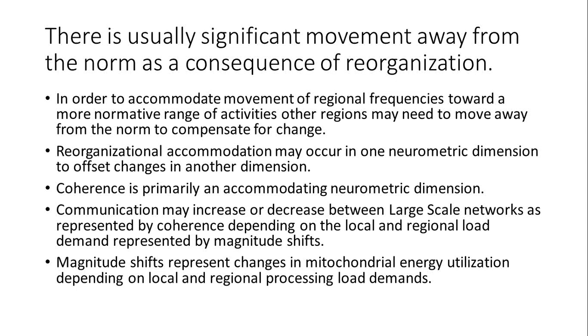So communication may increase or decrease between large-scale networks as represented by coherence in your map, depending on the local and regional load demand represented by the magnitude shifts. So you'll see shifts in magnitude showing general reflection of shifts in activation and changes in energy levels in the brain. And the brain will respond by altering communication patterns, and you see that in the connectivity. So magnitude shifts represent changes in mitochondrial energy utilization, depending on local and regional processing load demands.